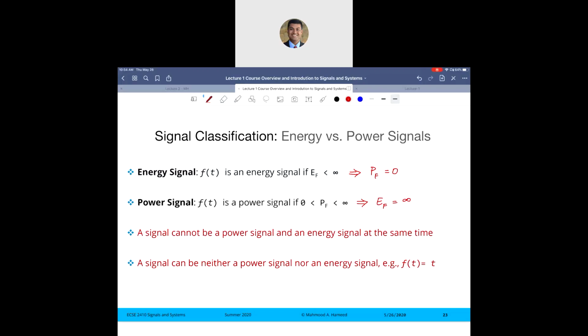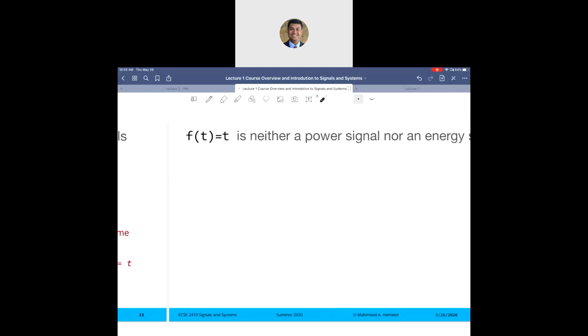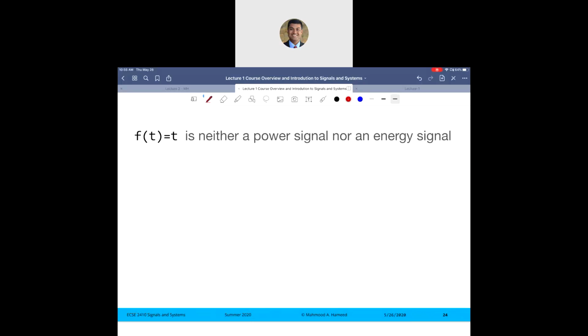Let's see, the next point is, there is however a possibility that a signal is neither a power signal nor an energy signal. So that's a possibility that we need to be considering. Example, when the function is literally t, so something that is increasing with a slope of 1 from negative infinity to infinity. There are no limits over here. So if you have f of t equals t, it is actually a signal that you cannot classify as an energy or a power signal. Let's quickly prove that.